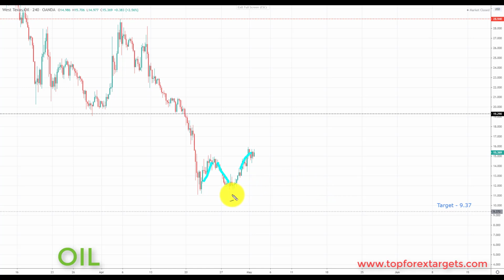Going into next week though, overall we'll be treating this currently as a C wave correction towards 19.29. Any pullback in this area is going to be viewed therefore as an opportunity to start to look for bearish setups. And if we get the right kind of bearish setups in this market, we're going to be looking at initiating shorts down towards the next key level of support to the downside and the target set at 9.37.